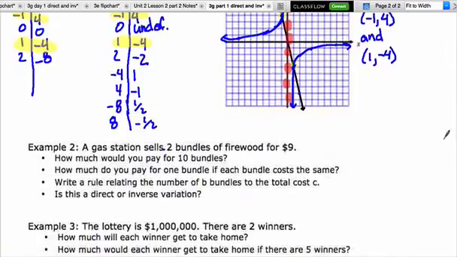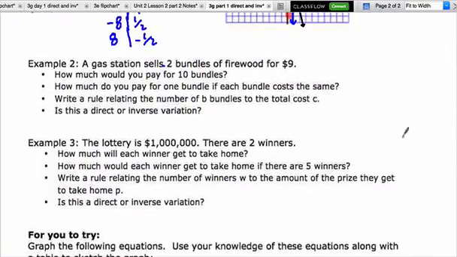All right, so we've graphed it. Now let's look at some modeling situations with this. So some real world problems. A gas station sells 2 bundles of firewood for $9. How much would you pay for 10 bundles? Well, I encourage you to pause the video here and see what you can answer on these. You'll get a lot more of these videos if you're kind of challenging yourself and making them more interactive. So pause the video, see if you can come up with the answers, and then rejoin me when you're ready.